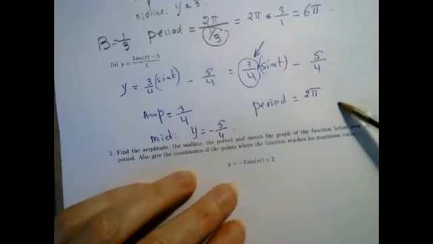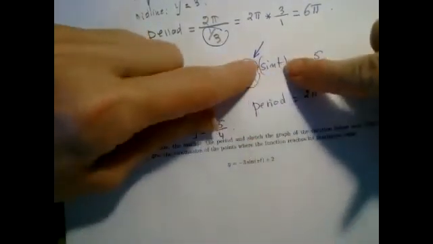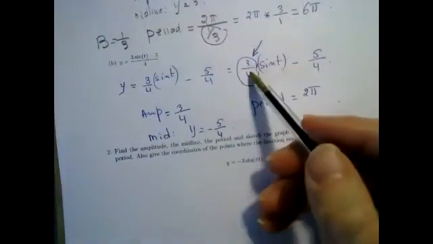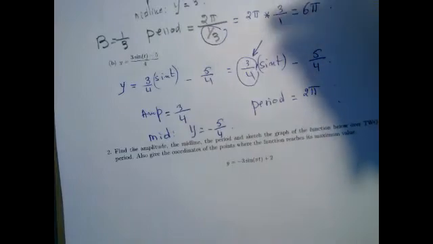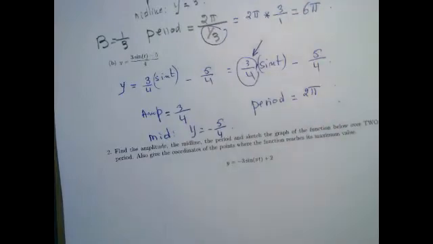Anybody has any questions about that? So it's just the sine here that you're stretching. Actually, you're shrinking it because the amplitude is 1/4, and 1/4 is less than 1.